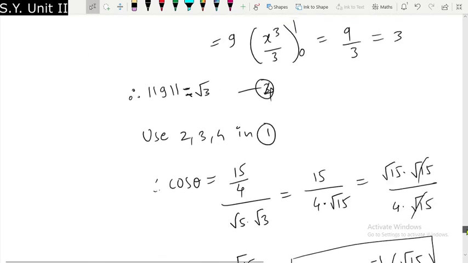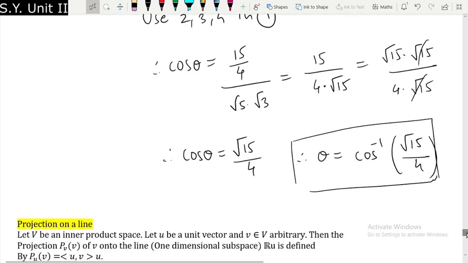So that's all for today. In the next class we are going to start with a new concept, that is projection. In fact it is called the orthogonal projection. So we'll stop here. Thank you.